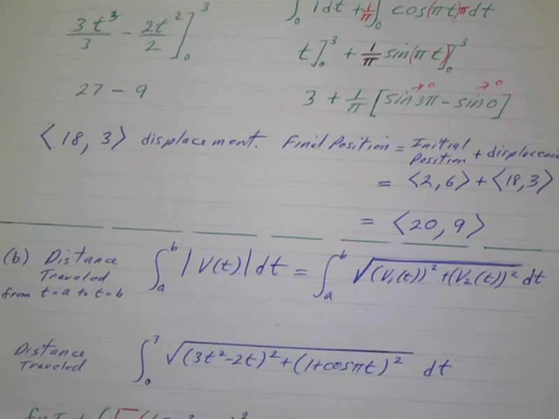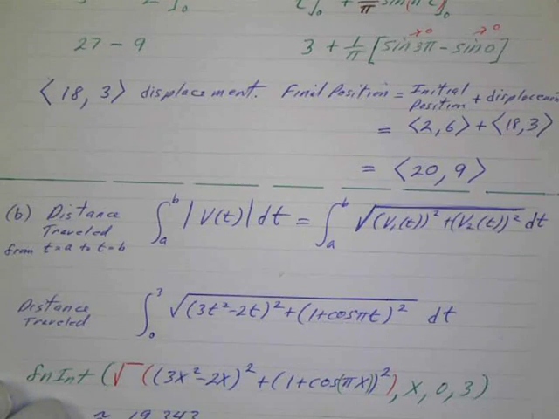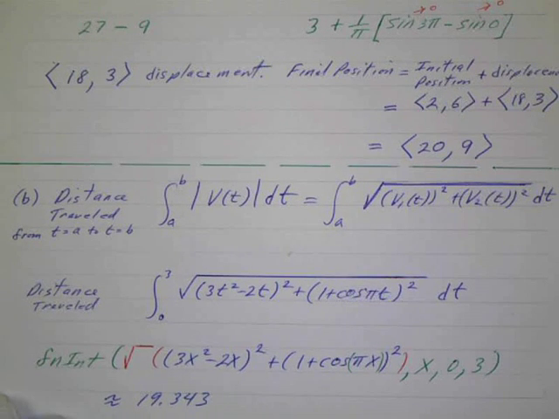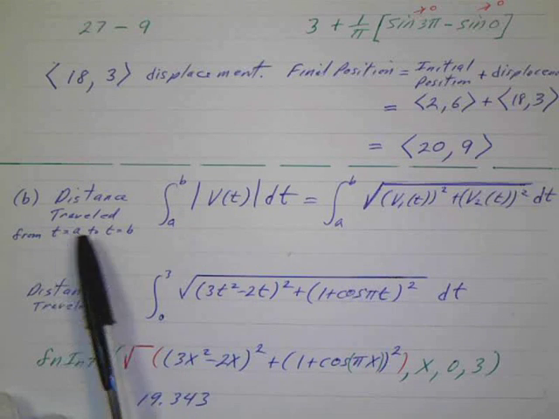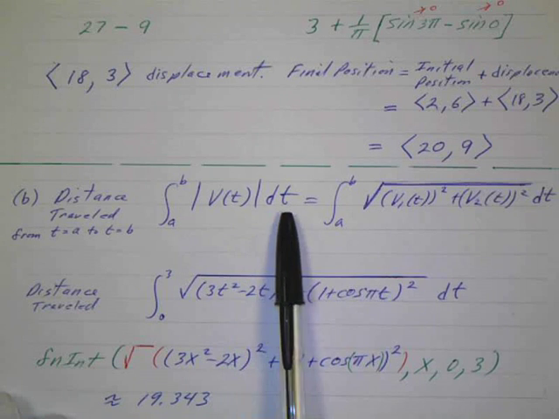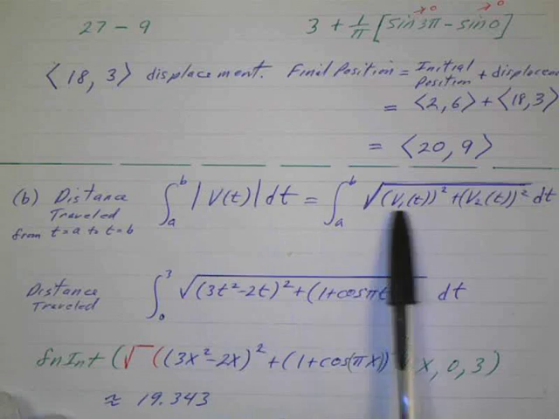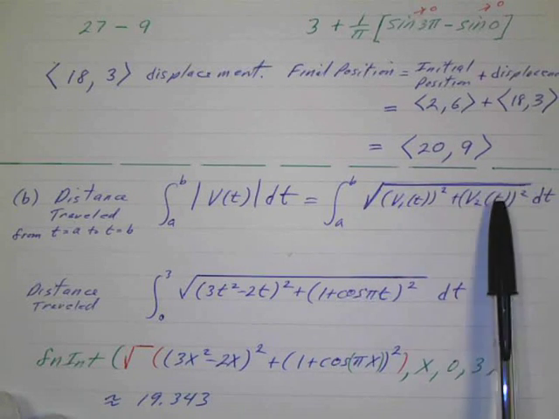And then letter B, we want to find the distance traveled, so we've got a nice formula for that. And that, again, is just like our basic formulas we learned in AB. The distance traveled is just the integral from a to b. It's just travel from a to b. It's the integral of the absolute value of the velocity. And the absolute value of velocity is the magnitude of the vector. The magnitude of the velocity vector, which is just v sub 1 squared plus v sub 2 squared, the square root of that.